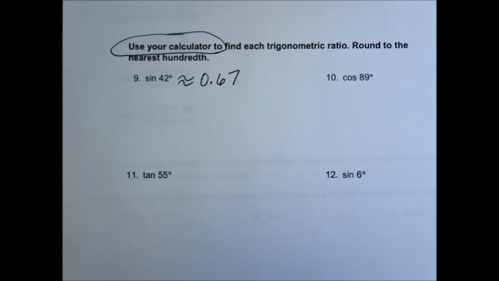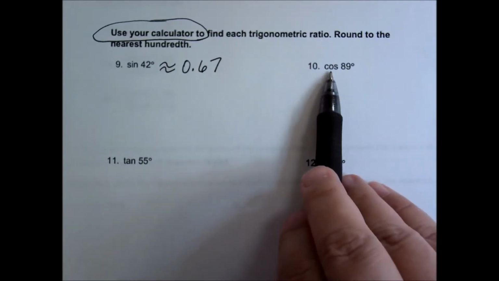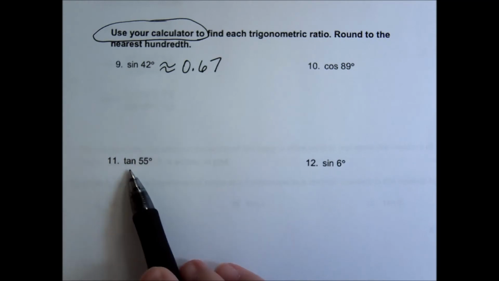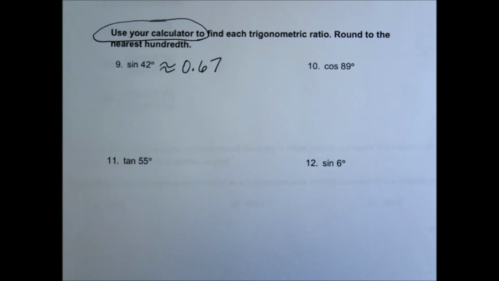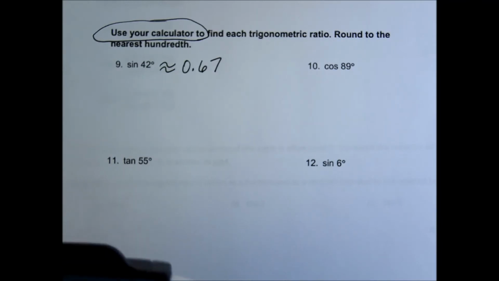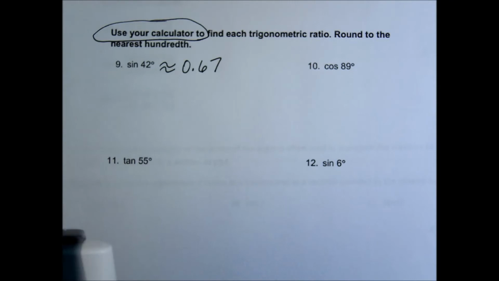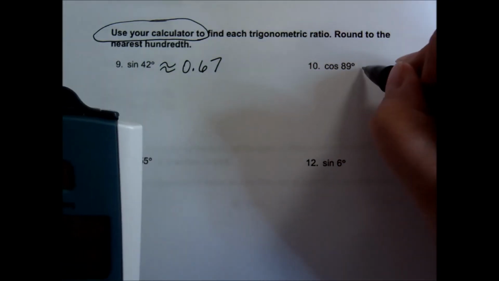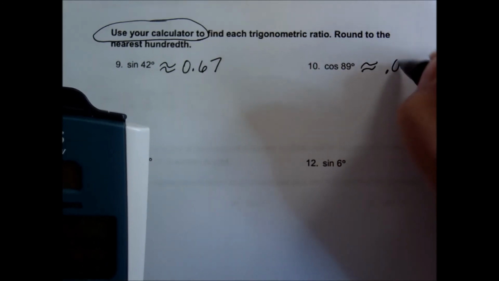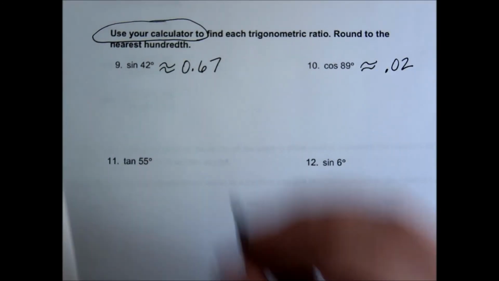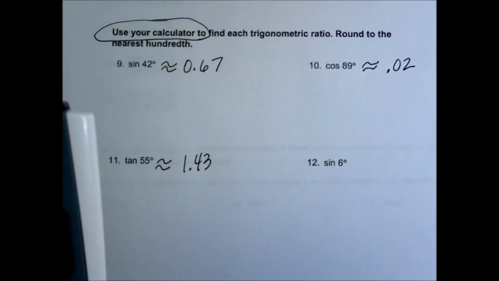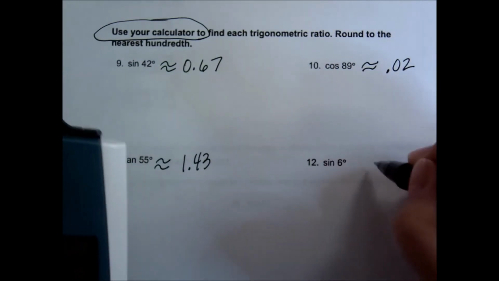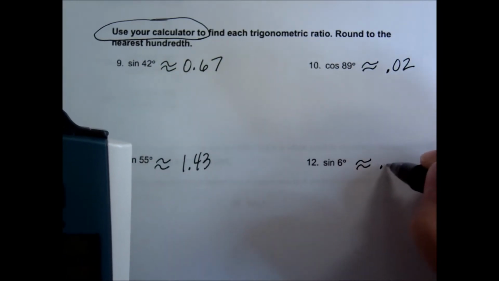Go ahead and do the rest of these if you have not already. Cosine of 89, tan of 55, sine of 6 degrees. And I would say you could pause. Yeah, you can pause. But I'm just going to go ahead and do them real quick. Cosine of 89 is about 0.02. Sine of 6 is about 0.10. Tan of 55 is 1.43.